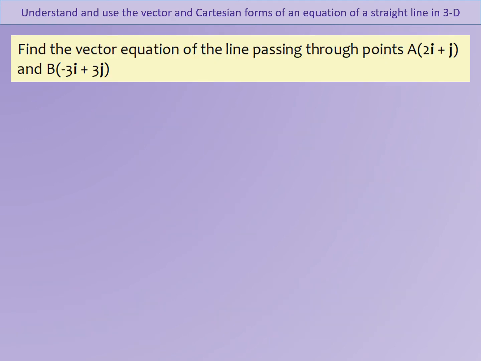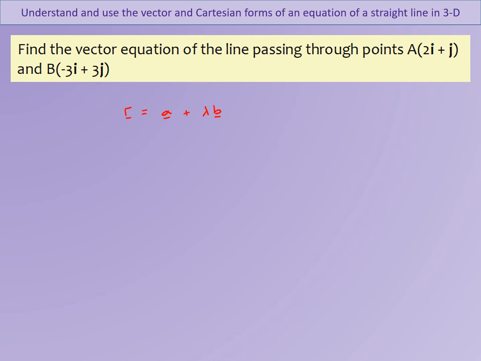Vector equations of lines can also be found using unit vectors. In 2 dimensions, they're the unit vectors i and j. If you prefer to use column vectors, you can always convert a question into column vectors and then convert back later on. So we're going to find the vector equation of the line passing through points A and B as given. We're going to use the equation r equals a plus lambda b.